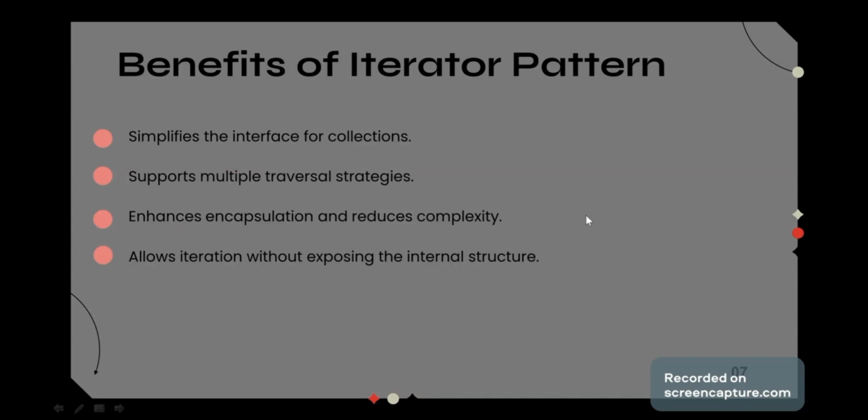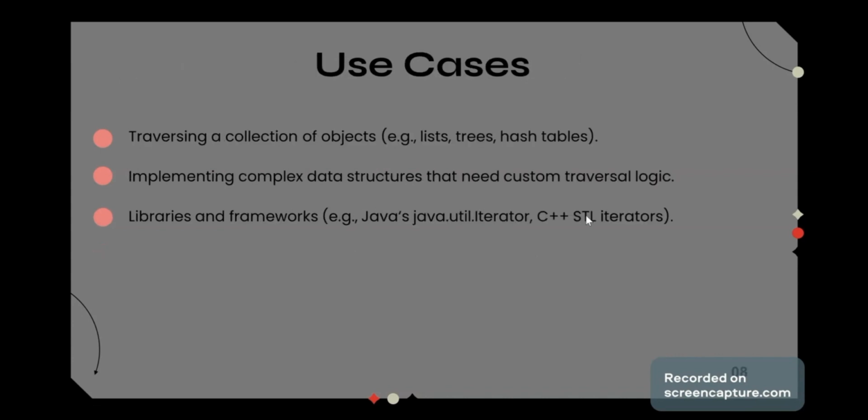Let's move forward to the use cases. The first use case is that the iterator pattern is useful in scenarios where you need to traverse different types of collections in a uniform manner without exposing their internal implementations, right? The iterator pattern is perfect for implementing complex data structures that need custom traversal logic. For example, graphs, lists, trees, and hash tables. Thereby, if we implement a traversal method in those, we are encapsulating the traversal logic and keeping the structure hidden.